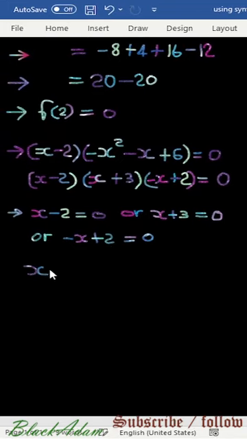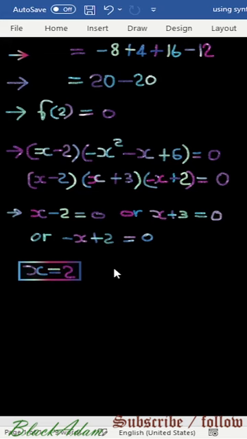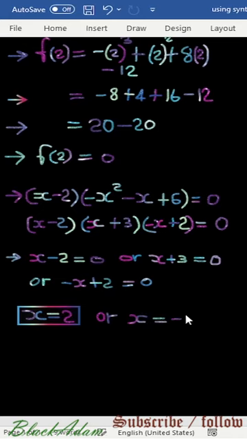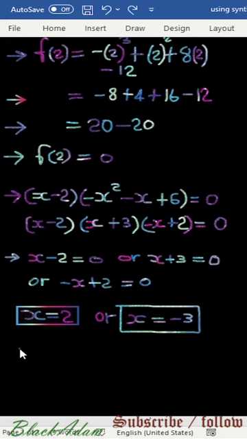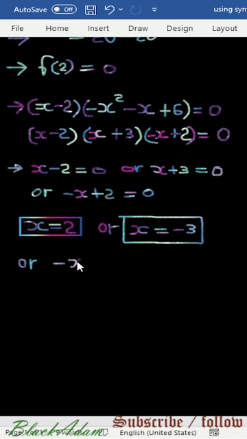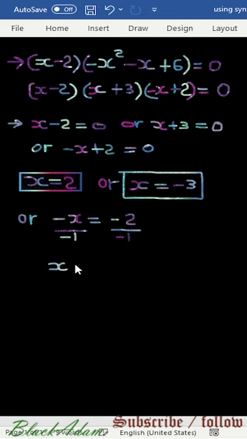And then from there what we do, we have to solve for x. So x is equal to 2, or we have x is equal to -3, or we have -x is equal to -2. So we divide both sides by -1 to give us +x is equal to 2.